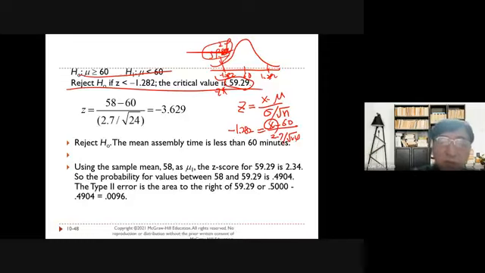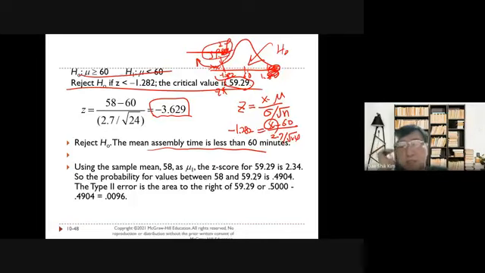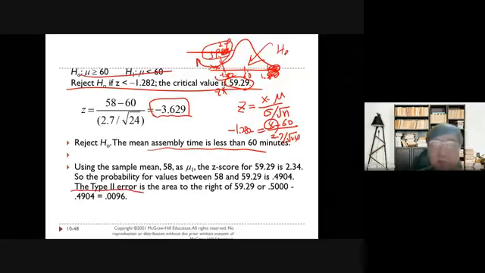If it is outside, it is a one-side problem or one-tail problem. Less than is H1, and in this case H0 is accepted, and so on. When you calculate, the z-value is very low, so we will reject. The assembly time is less than 60. Now the type 2 error is more critical. How to calculate the type 2 error? Let me erase something.